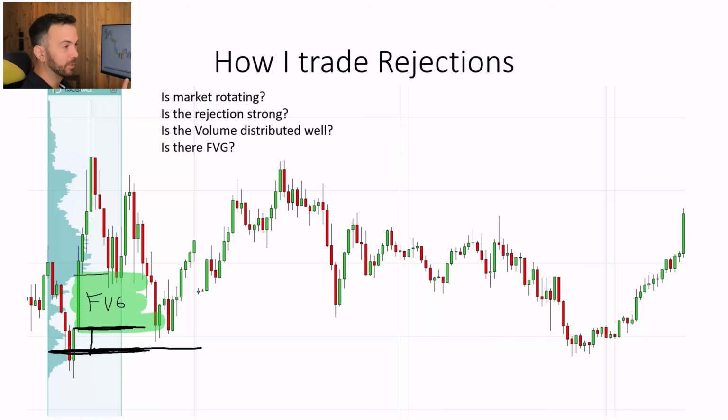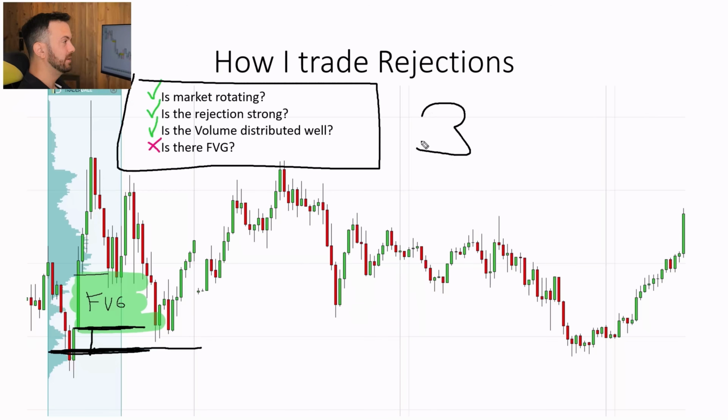In this case, it's not so clear cut, but if we go through the checklist, then market is rotating, rejection is strong, volumes are distributed well, but the fair value gap is above the place where I would like to trade. It's not above the heavy volume zone, so in this case, I would look at it like this, because the fair value gap is there, but it's a bit higher, right? So if I wanted to be strict, the checklist would look like this, but still, 3 conditions are met, which means this is still a good trade to take, right?